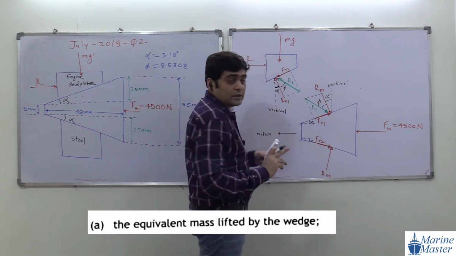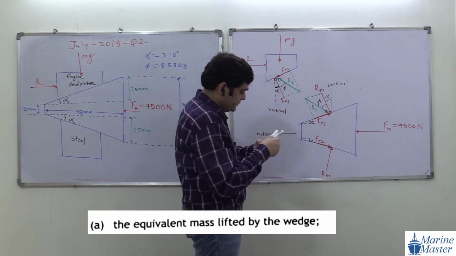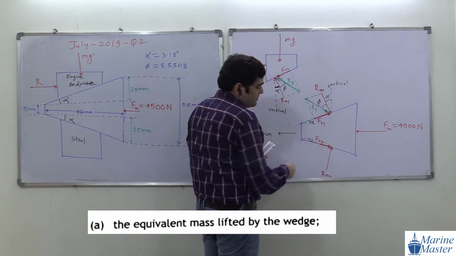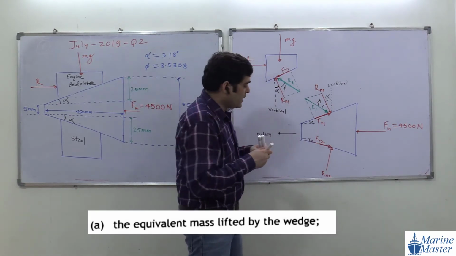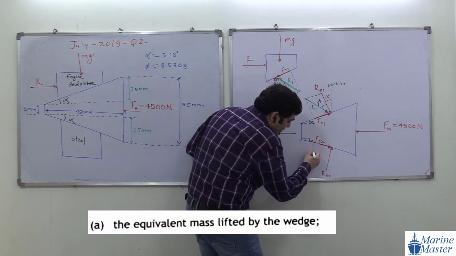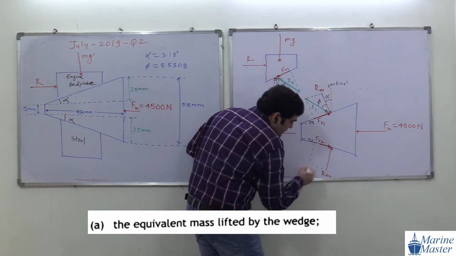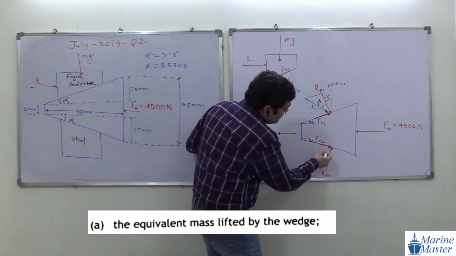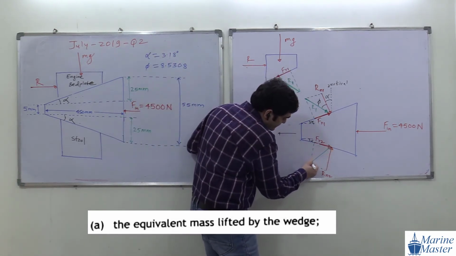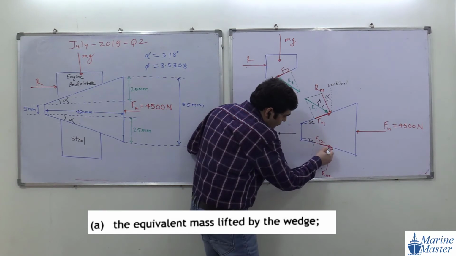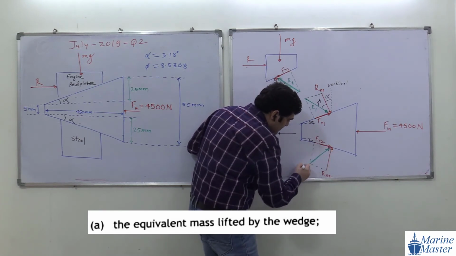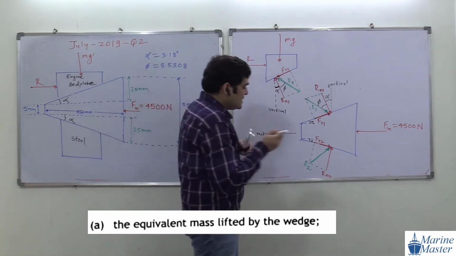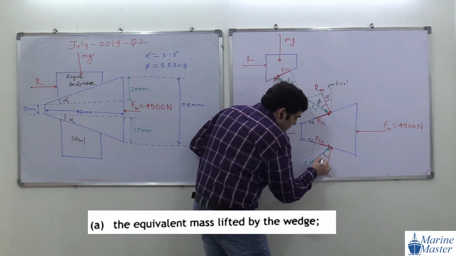Any doubt in this drawing? Now the next point: here we are going to replace these two forces by their resultant reaction. For getting the resultant reaction, we are going to form a rectangle, and this will be R. This R we will call R2.